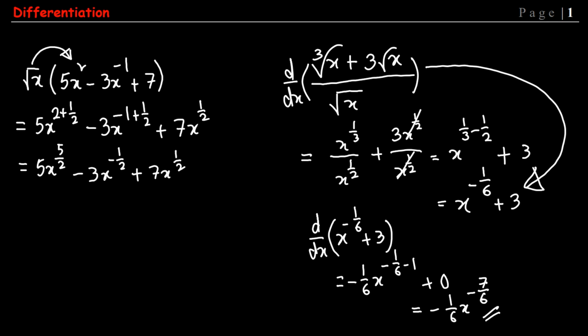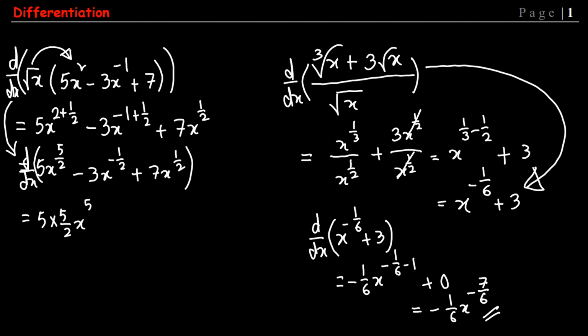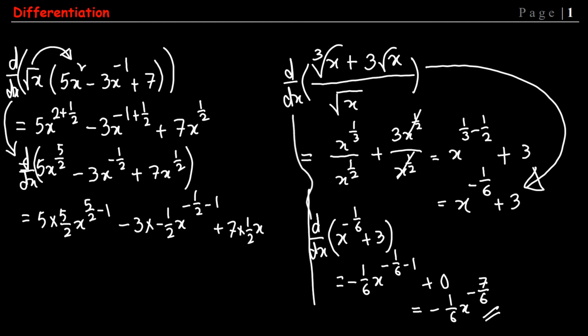Now the similar rule we can apply here. If there is a plus or minus sign, you can split it. So differentiation of that one, we need to move directly to here, which is d by dx of here. Now from there we get 5 into 5 by 2. Then from the x power we need to subtract 1. Then another term, minus 3 into minus half x to the power minus half minus 1, and the last one as well, 7 into half, then x to the power half minus 1.